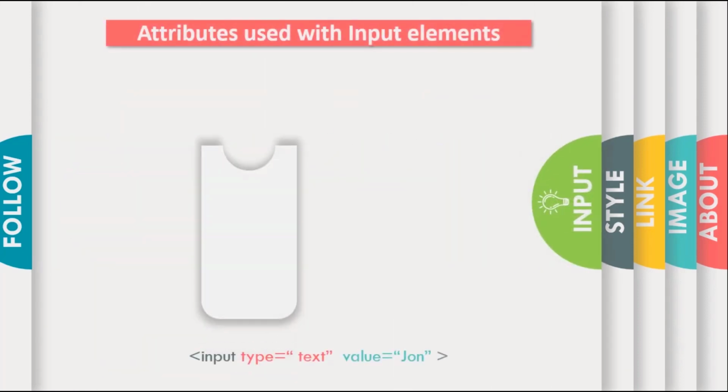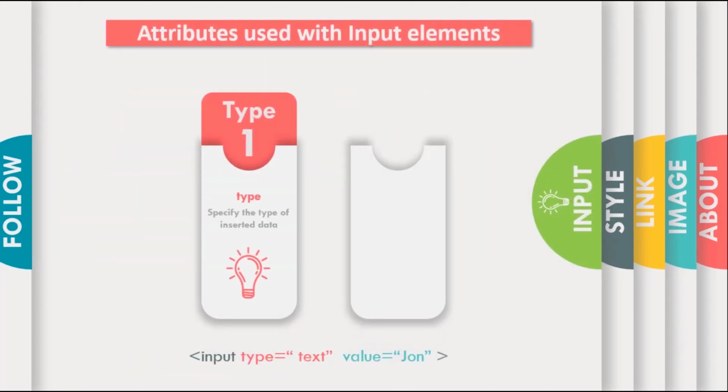Then we have the input element. The most common attribute that comes with input is type. Type specifies the type of the inserted data. So the type can be text or password or color, and there are many types. We will see this later. And then we have value, which specifies a certain value. So we can specify a value for the input to be like a recommendation for the user.